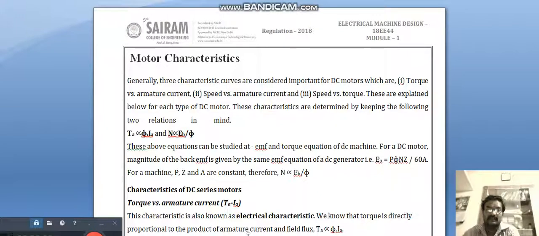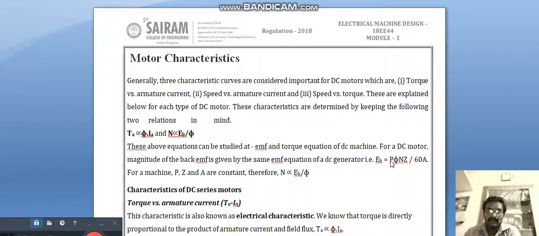These characteristics are determined by keeping the following two relations in mind. One is that armature torque is directly proportional to φ into Ia, and speed N is directly proportional to Eb by φ. This can be studied in the EMF and torque equation of a DC machine. For a DC motor, the magnitude of the back EMF is given by the same EMF equation as the DC generator: Eb is equal to φ Z N by 60 into P by A. For a machine, P, Z and A are constant, therefore N is directly proportional to Eb by φ.